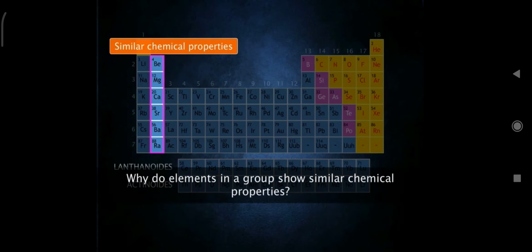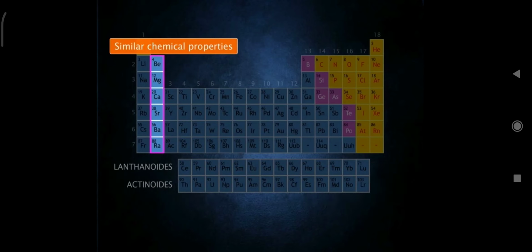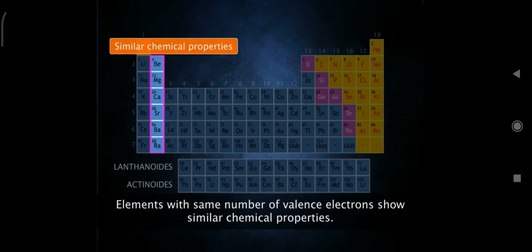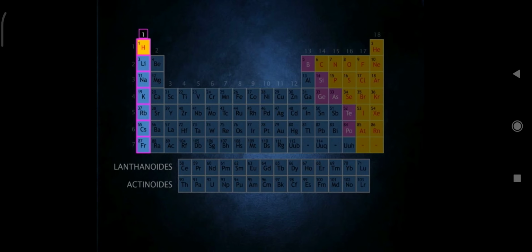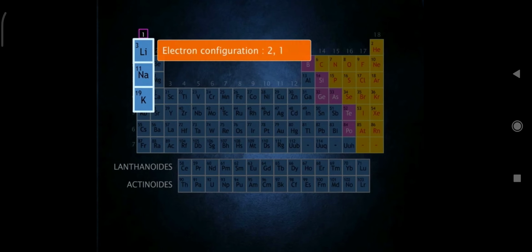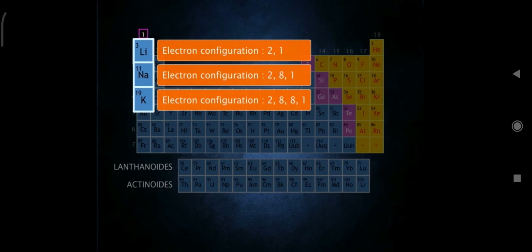Why do elements in a group show similar chemical properties? Is it because they have the same number of valence electrons? To understand this, let's take a look at Group 1 of the periodic table. Note the electronic configurations of three successive elements of Group 1, lithium, sodium, and potassium, is similar. All elements in Group 1 have one valence electron.